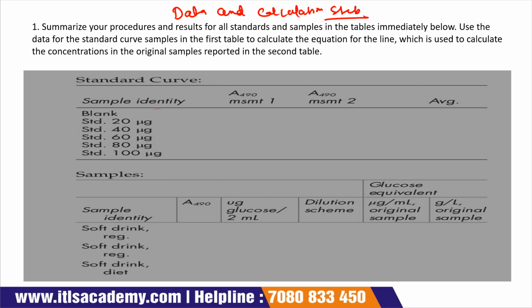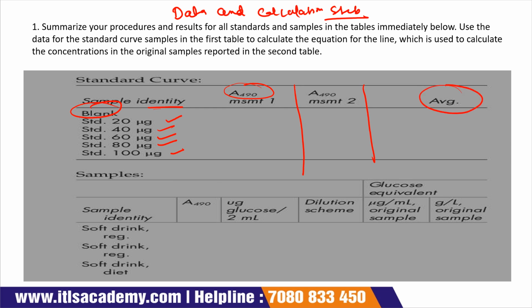Here is the sample identity. First one is your blank, then the standards: 20 microgram, 40 microgram, 60, 80, 100. This is your absorbance at 490 nanometer. We are taking two absorbance readings for each sample, and after that we take the average.